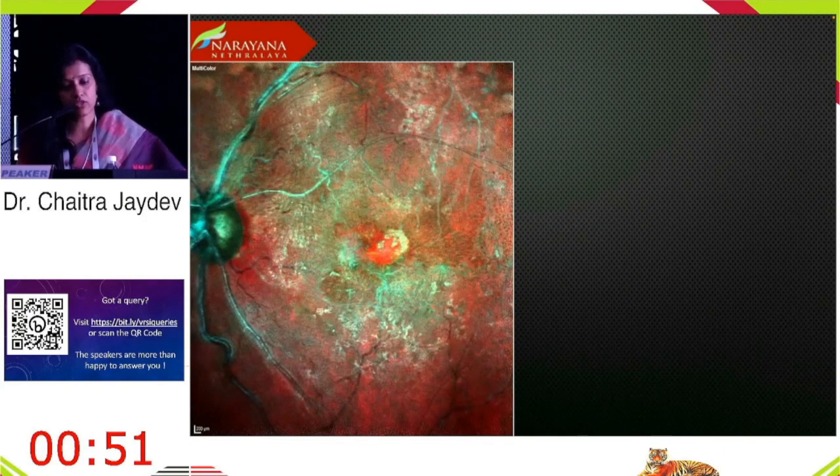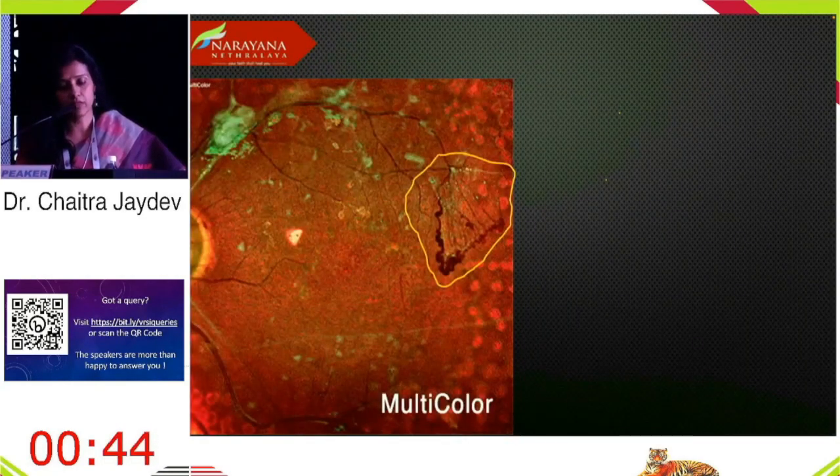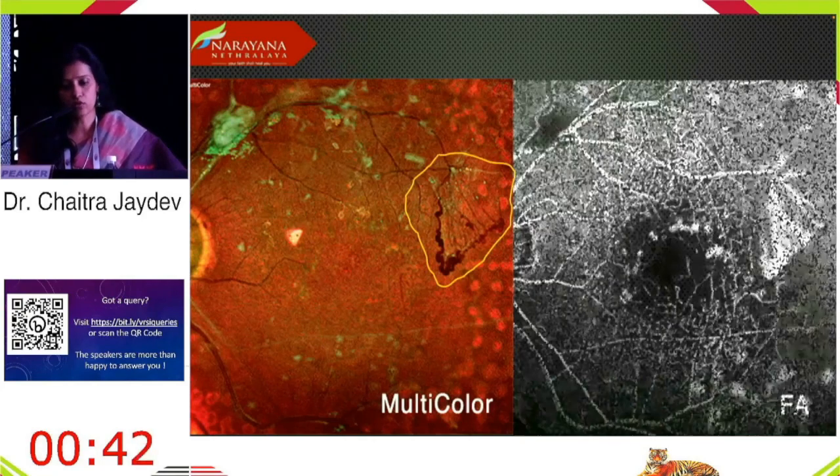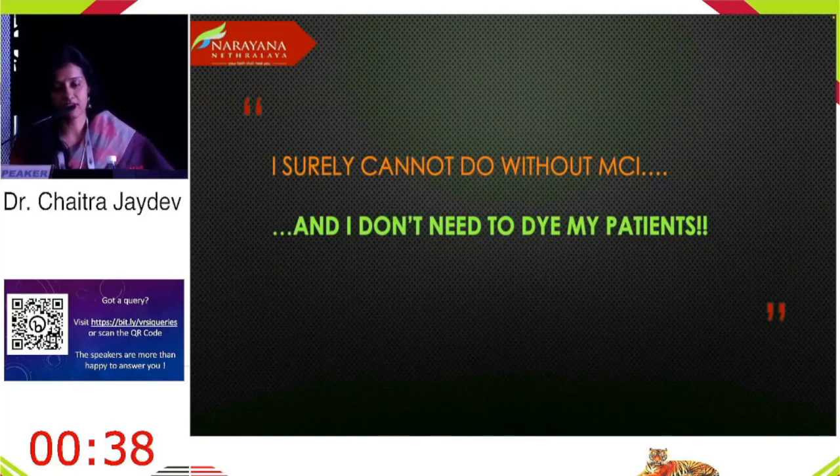This image is such a good reflection of the angiography in terms of looking at the ischemia. And this is another multicolor image. Yes, I cannot do without multicolor imaging, but I will definitely not dye my patients. Thank you so much.